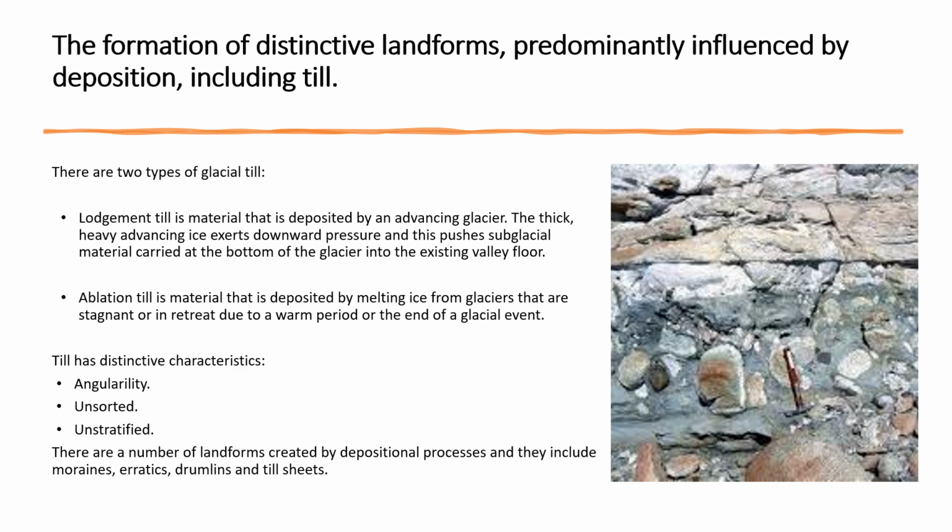Till is distinctive, it's very angular, it's unsorted, unstratified, because it's not really been eroded very much. It's been carried by the glacier, but not really experienced any attrition to make it rounder. So it's quite angular and therefore distinctive.